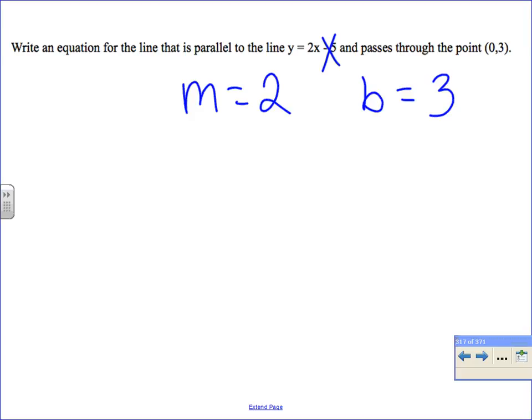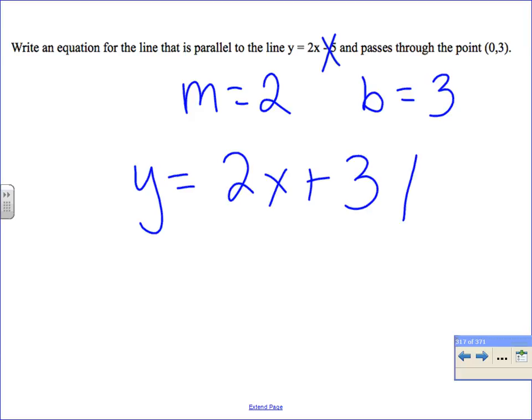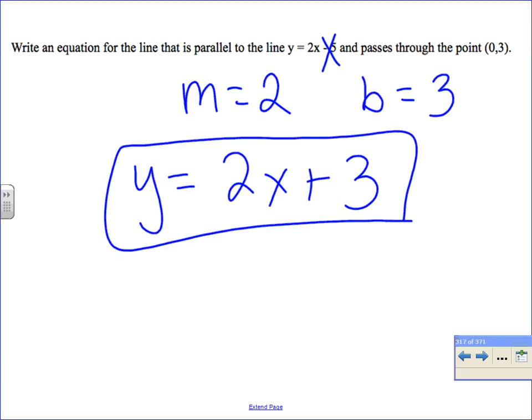So Jeremy, what's the equation? Y equals 2x plus 3. It's parallel to y equals 2x minus 5. You could graph them on your calculator to check, but we all know by now, same slope means parallel lines.